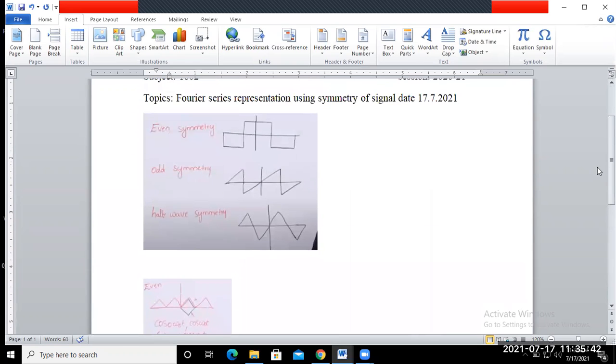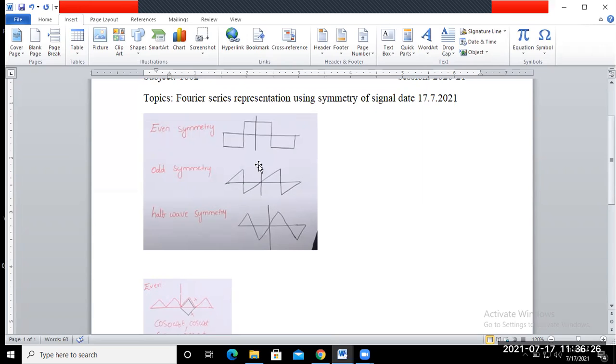So here some waveforms are shown: even symmetry, odd symmetry, and half wave symmetry. How can you say that x(t) equals x(-t), that means even symmetry? If you consider the half wave from 0 to T, then x(t) is equal to x(-t). This one is your minus t, so it is equal to x(-t). So it is said to be even symmetry. The signal satisfies the condition of even symmetry, that means x(t) equals x(-t). So this waveform is said to be even symmetry.